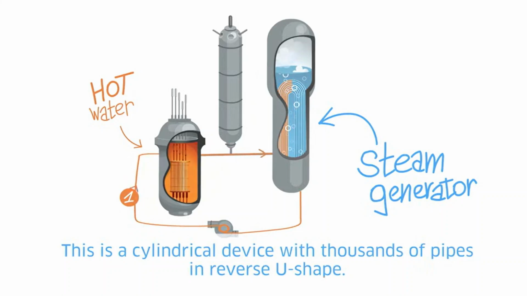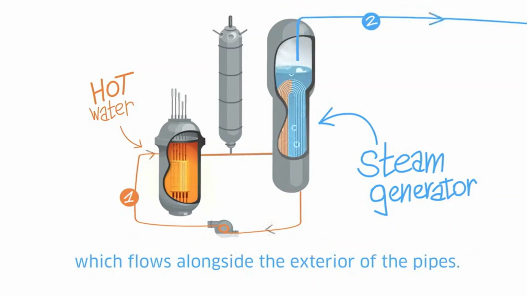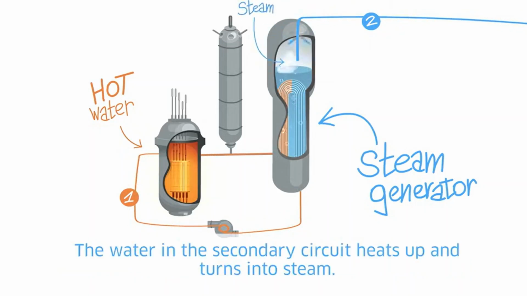This is a cylindrical device with thousands of pipes in reverse U shape. The water runs through these pipes and gives the heat to the water of the secondary circuit, which flows alongside the exterior of the pipes. The water in the secondary circuit heats up and turns into steam.